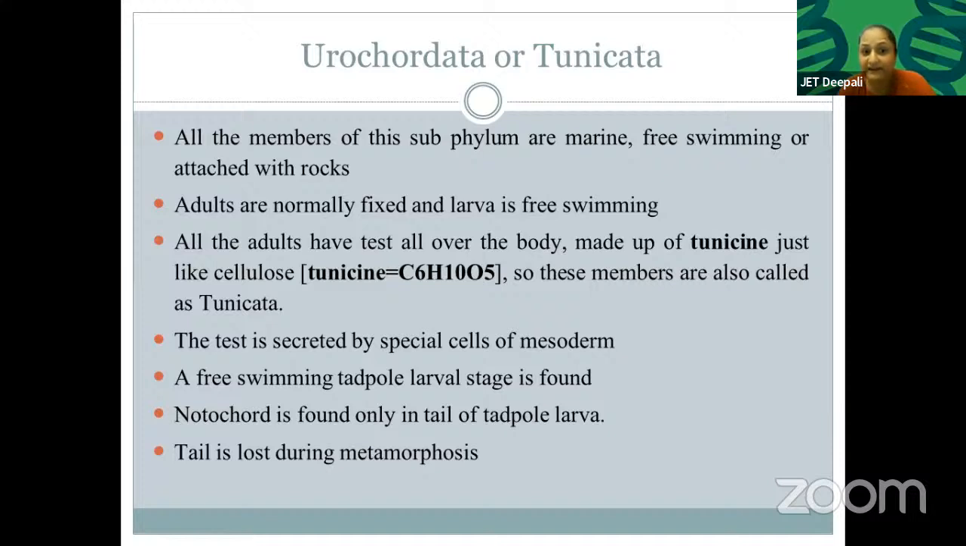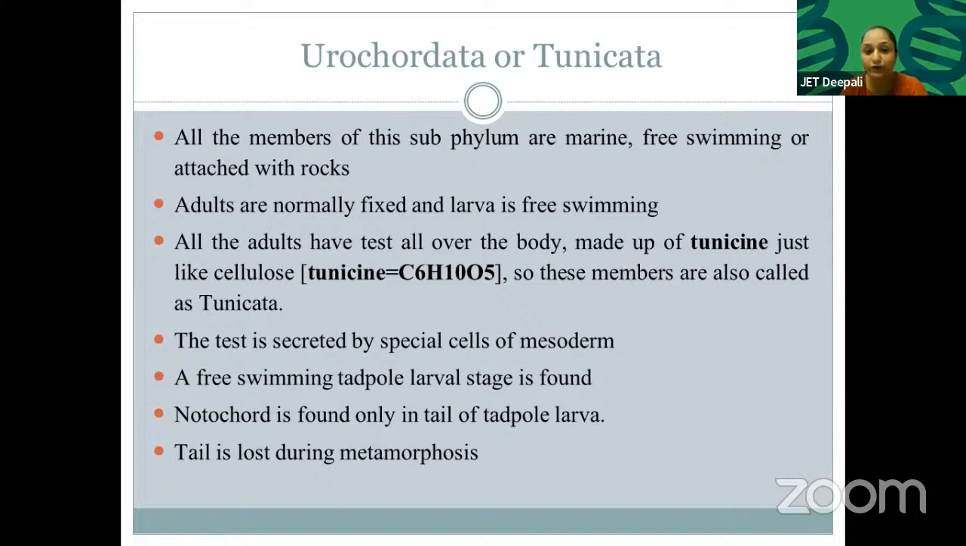All the adults have a test over the body. What is test? Test is a thick cuticle over their body made up of tunicine. What is tunicine? It is just like cellulose. This is the molecular formula of tunicine, C6H10O5. So these members are also called Tunicata, because of the tunicin or tunic layer present over the body. The test is secreted by special cells of the mesoderm.